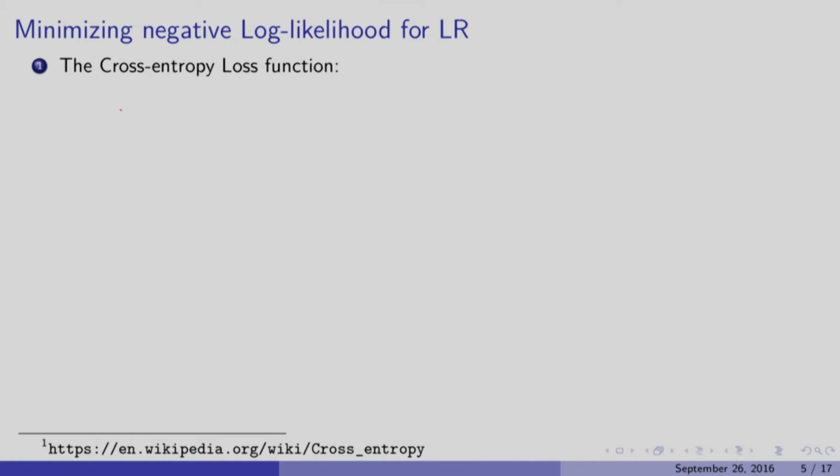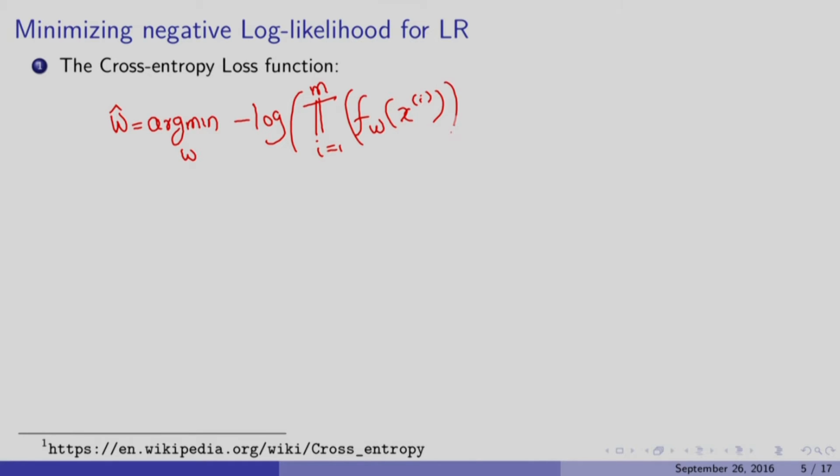Well, as I already said, you are interested in W hat, which is now arg min over W of the negative of the log of the product over all examples of the probability of class 1 raised to y_i, probability of class 0 raised to 1 minus y_i, and this is again the same as follows.